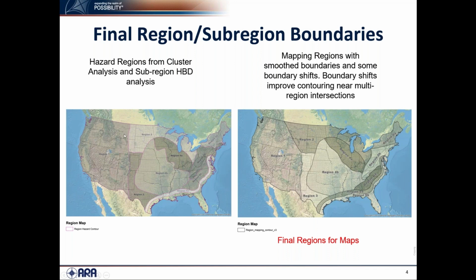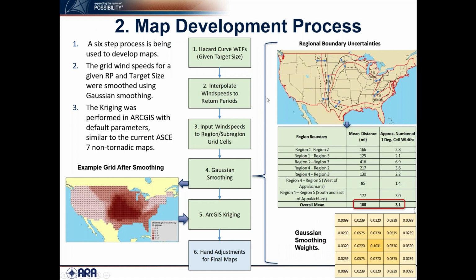We ended up shifting this border, which also better follows the physiography, where you can see the mountains. So this is the slight adjustment to the region 2 boundary, the slight adjustment to the Great Lakes, and we looked at what was going on underlying and made a little smoothing across the region 4A and 4B boundary. These became our final boundaries that we used for development of the maps.